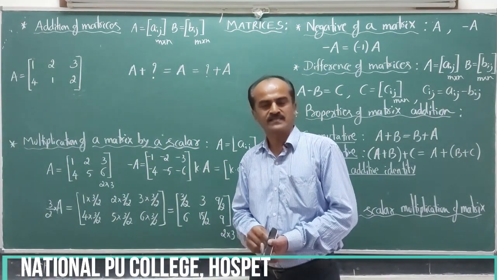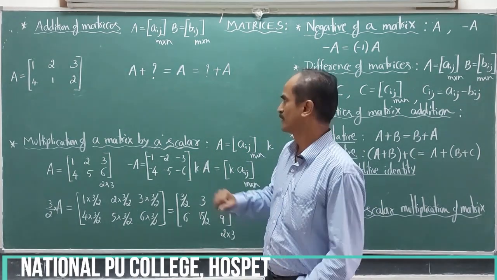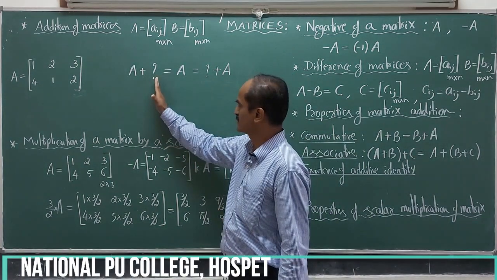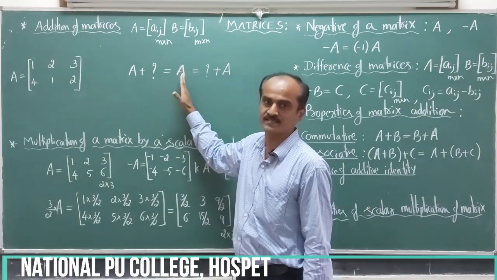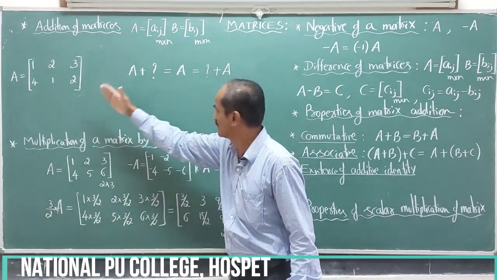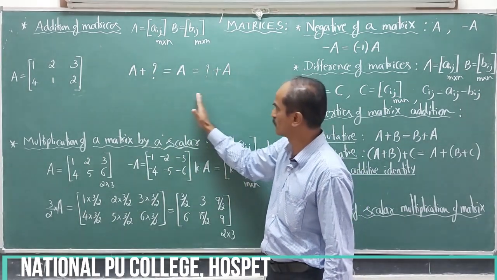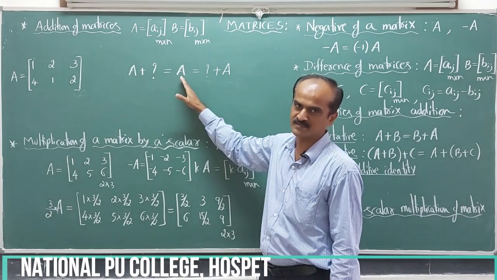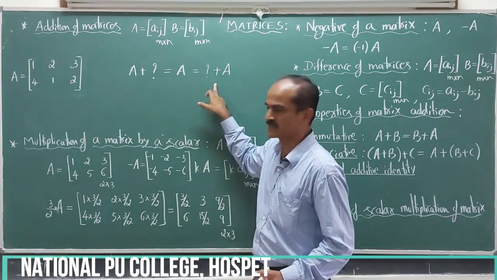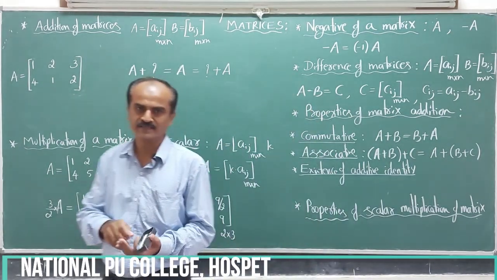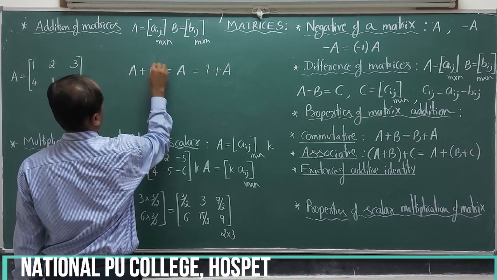A matrix is said to be additive identity with respect to addition. That matrix, when it is added to A, the resulting matrix must be the same as A, or that unknown matrix plus A should also end with the same matrix. Can you guess what would be the missing matrix here? Yes, definitely it must be a null matrix.